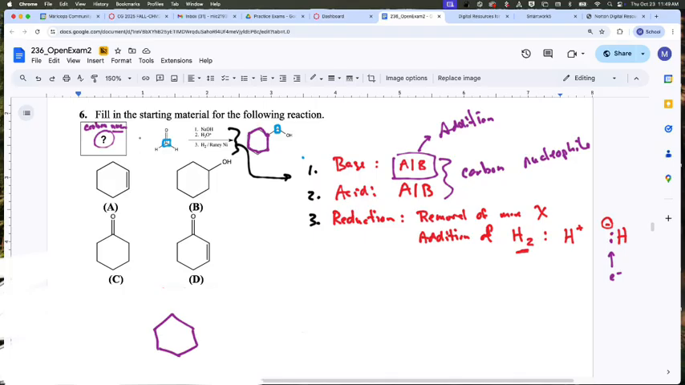A has no acidic hydrogens. Right out of the gate, there are no acidic hydrogens, so A should be gone. So adding a base to that does absolutely nothing.